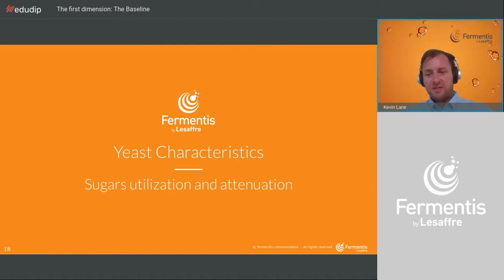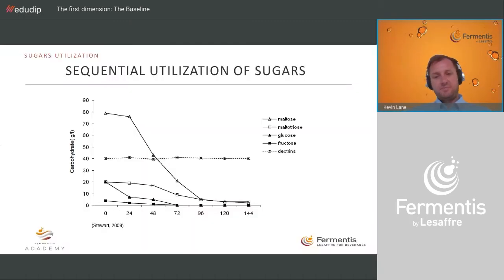So the second topic that we'll talk about in the yeast characteristics is the sugar utilization and attenuation. In terms of the sequential utilization of sugars, here, let me use the pointer. Okay, hopefully all of you can see my little red dot. So we have these two bottom lines, which are the solid filled in shapes along the line. And those represent glucose and fructose, the glucose being the triangle here, fructose being the squares, very little. And then you have the maltose, the empty triangle up top, and the maltotriose here. And then the last is the dextrins.